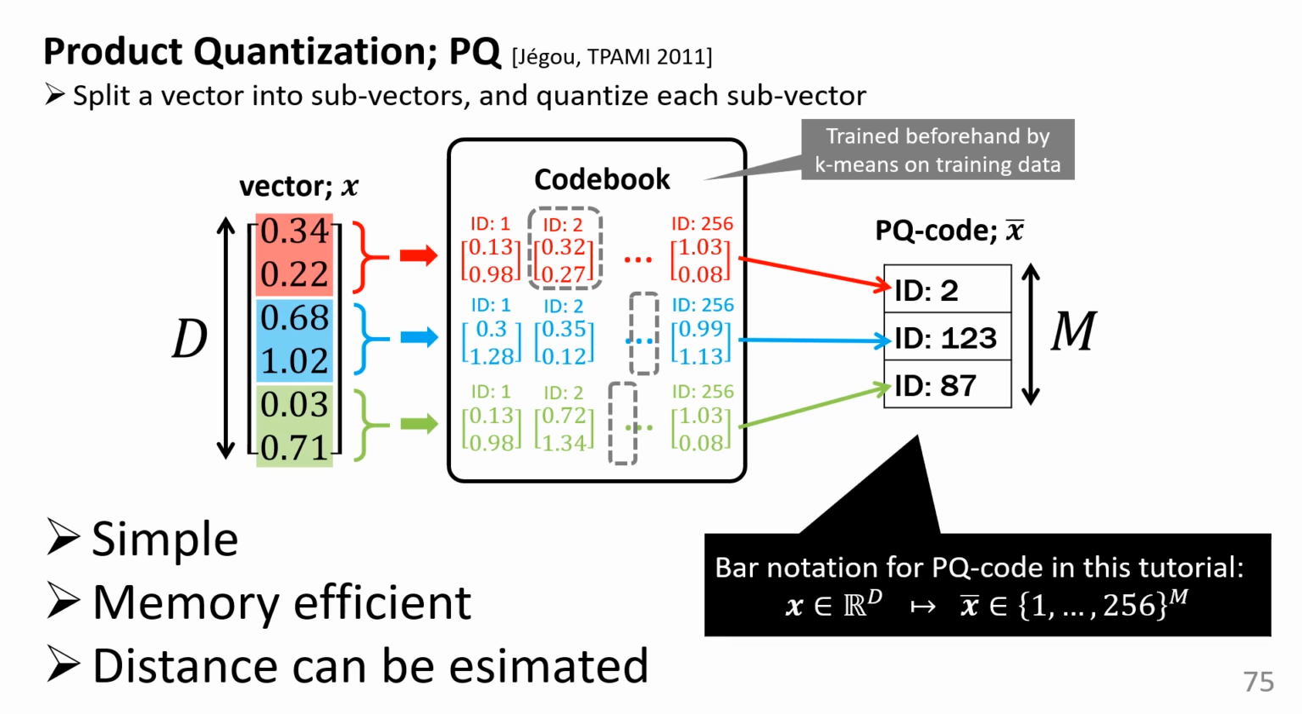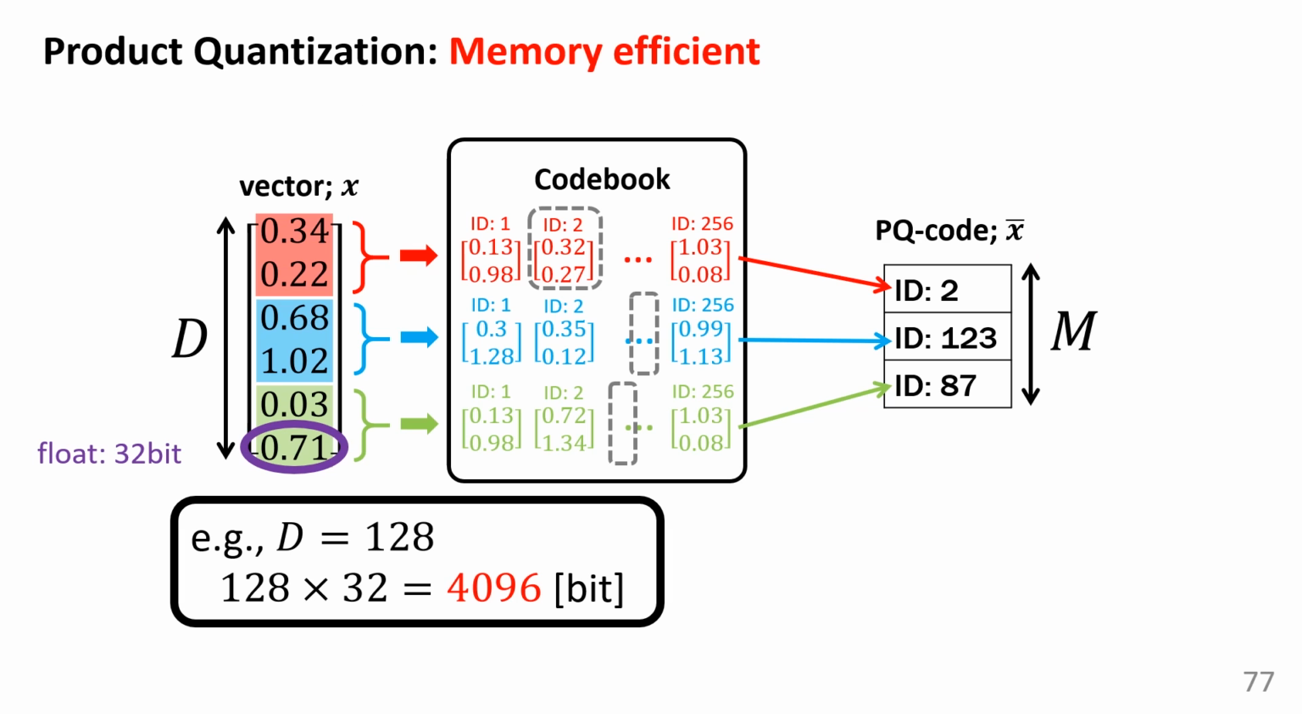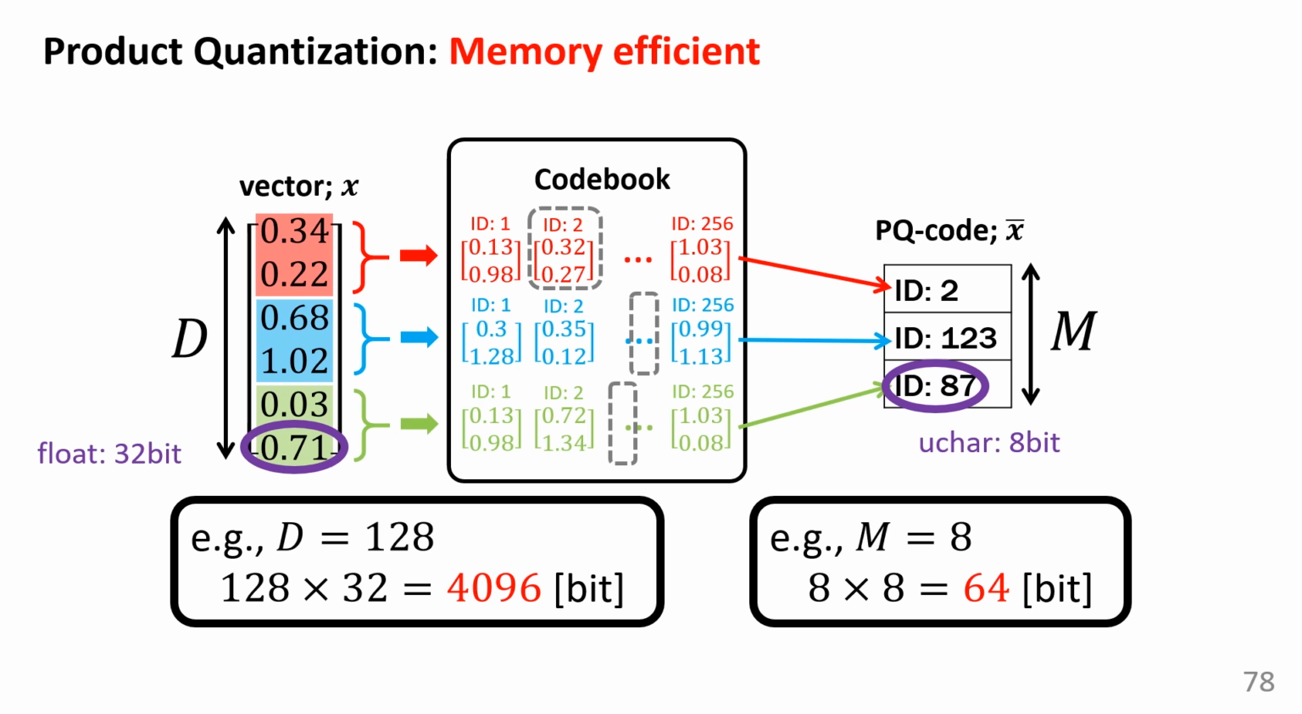Okay, so first I will explain why it's memory efficient. As I said, if one element is a 32-bit float, then the original vector, for example, if d equals 128, takes 4000 bits. On the other hand, for the PQ code, usually this ID is designed like a small integer. So we need just one unsigned char, 8-bit, to represent the data. So if m equals 8, which is a typical situation, then it takes 64-bit. So the whole data is 64 times more memory efficient. Okay, so this is memory efficient.